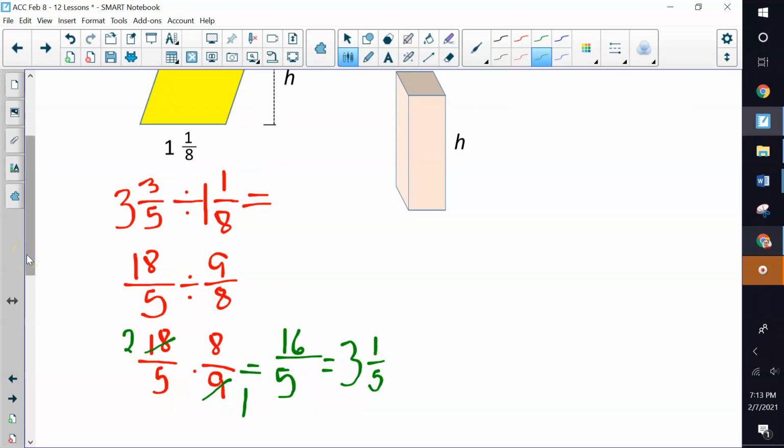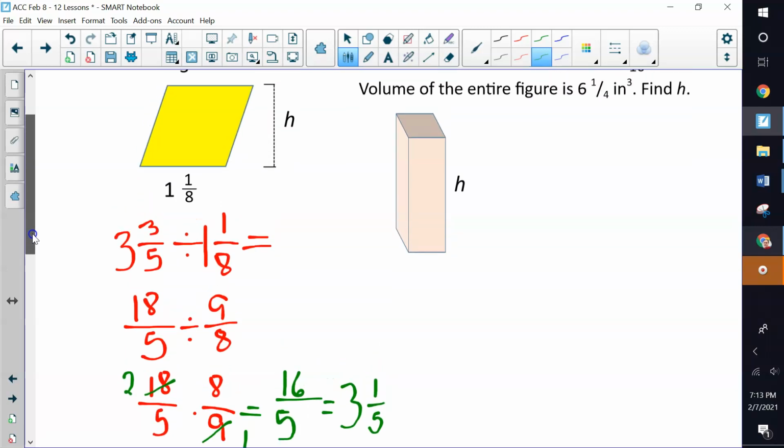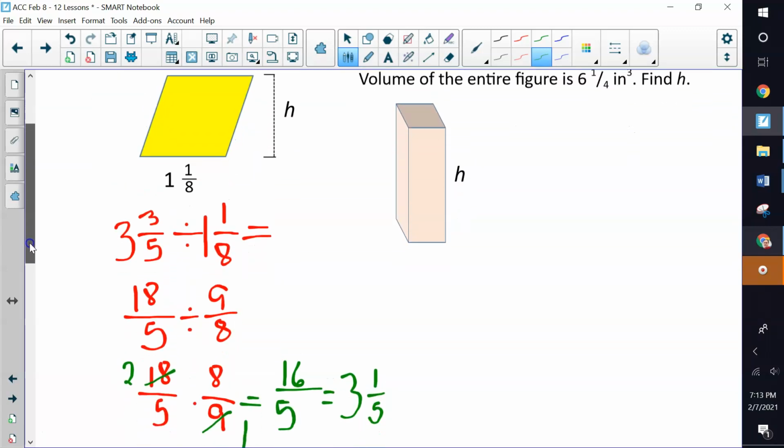Okay, I got 3 1/5. Is that the same thing you got? Hopefully I didn't make any mistakes. I do that sometimes, especially if I'm working quickly like this. So the height would be 3 1/5.